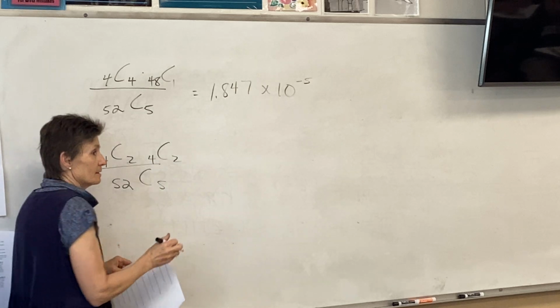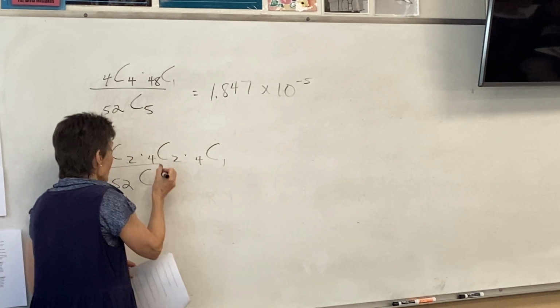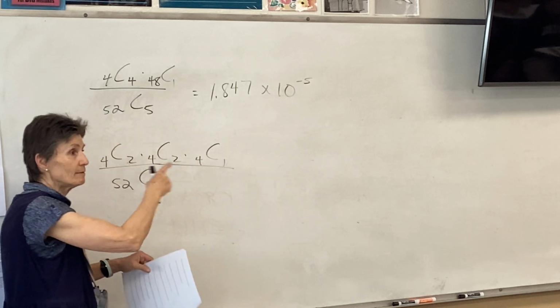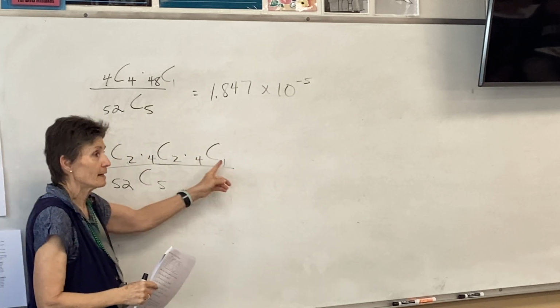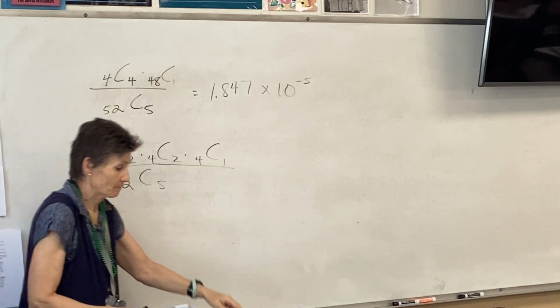All over 52C5. And those are multiplied together, right? Yeah, that is all multiplied: jacks and tens and queens.